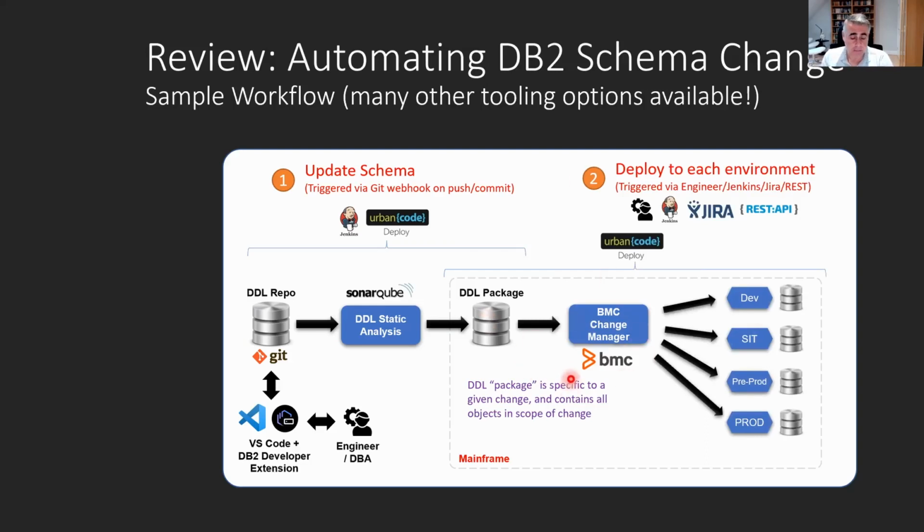In this particular example, I'm using BMC Change Manager as a means of deploying that change. It could just as easily be the equivalent tooling from any other vendor. And then we go through the standard compare process that we talked about earlier on, where you're taking the DDL package, which is, as I said, a superset of all of the various bits of DDL that may have changed in this particular set of changes.